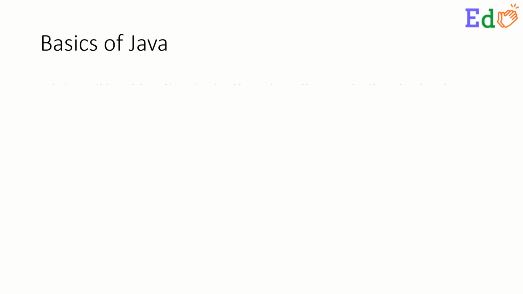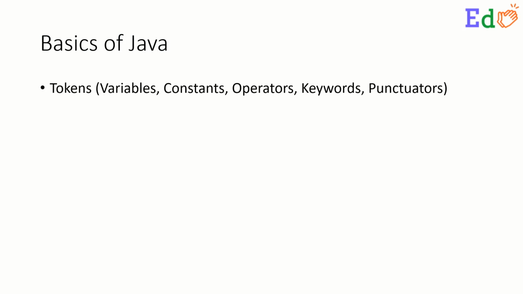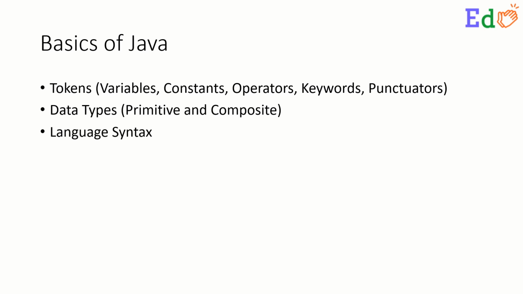Basics of Java. What are the basic things we have to learn in Java? The first thing which comes is token. Tokens are the smallest unit of a program, and there are different types of tokens: variables, constants, operators, keywords, and punctuators, which we have to learn and master. Next come data types. There are two types of data type: primitive and composite. Next comes the language syntax, how we have to write our code.